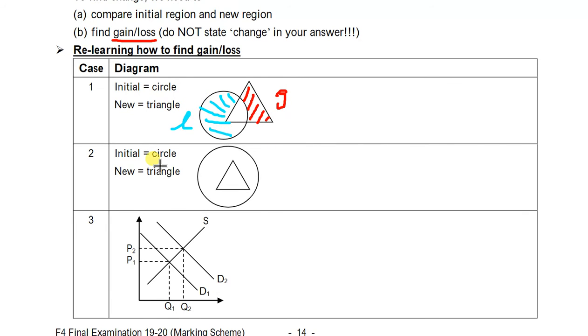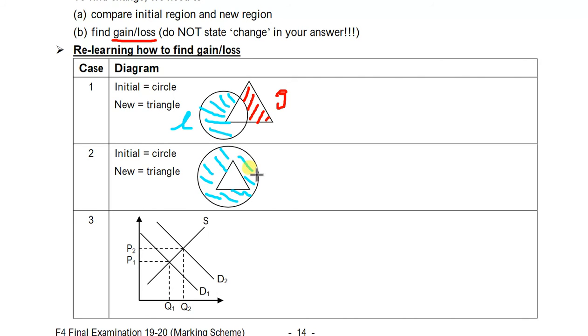And let me go to case 2. If initially we have got the circle, and now we have a triangle, which is much smaller and inside the circle, this time do we have gain or loss? We have the loss, right? So we can have this part being the loss.